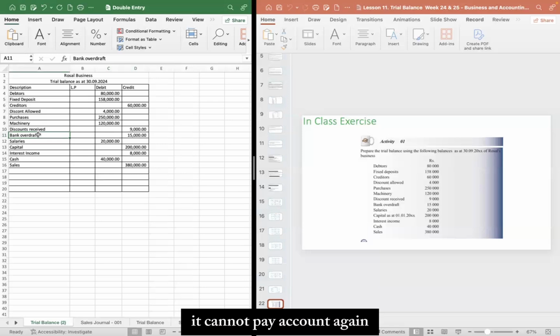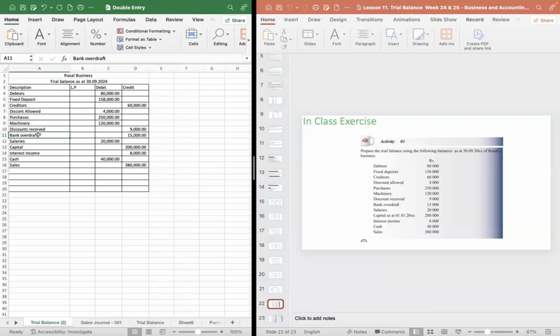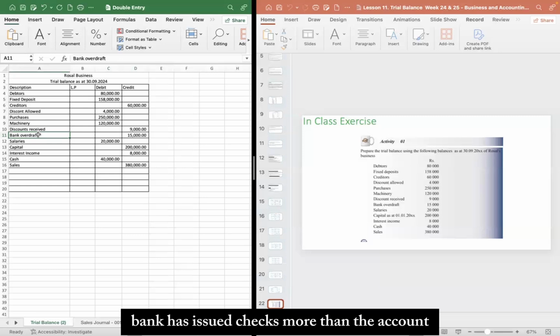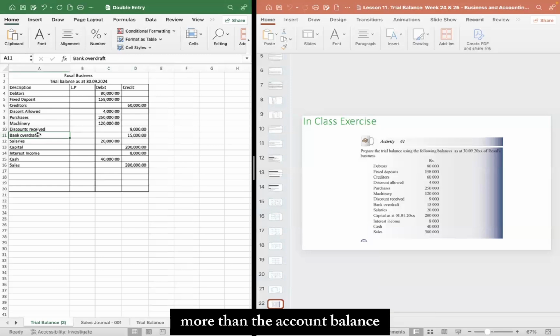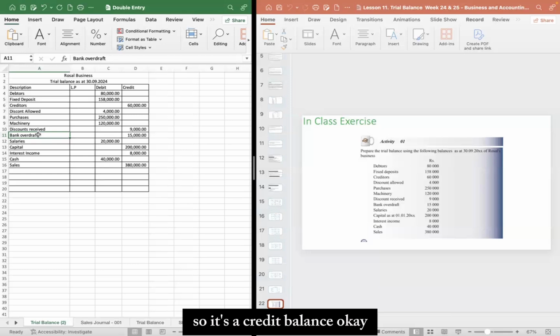That means, in addition to the money in our account, we have utilized more. The bank has issued checks more than the account balance, so it creates the overdraft balance. That's a due. I have to pay it, and that's my liability. So it's a credit balance.